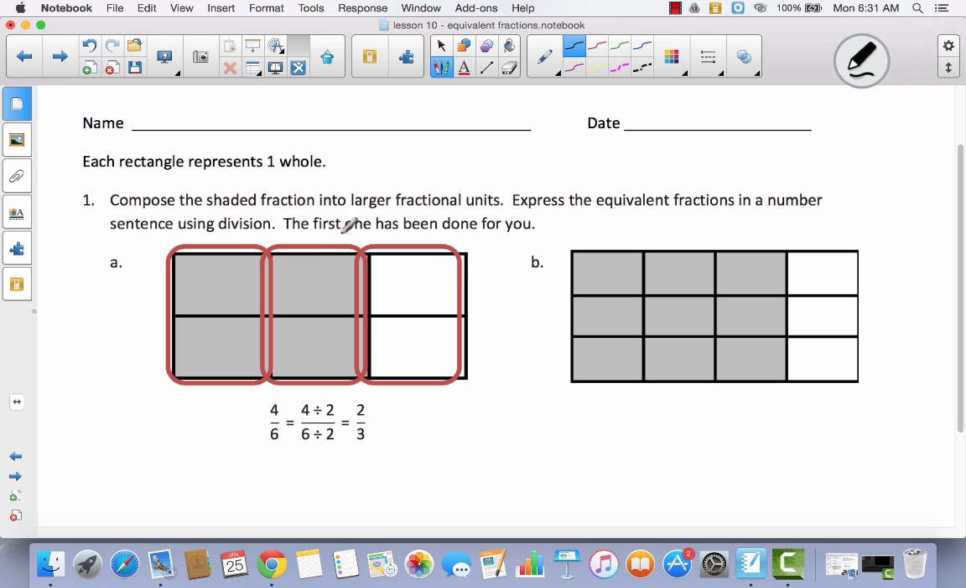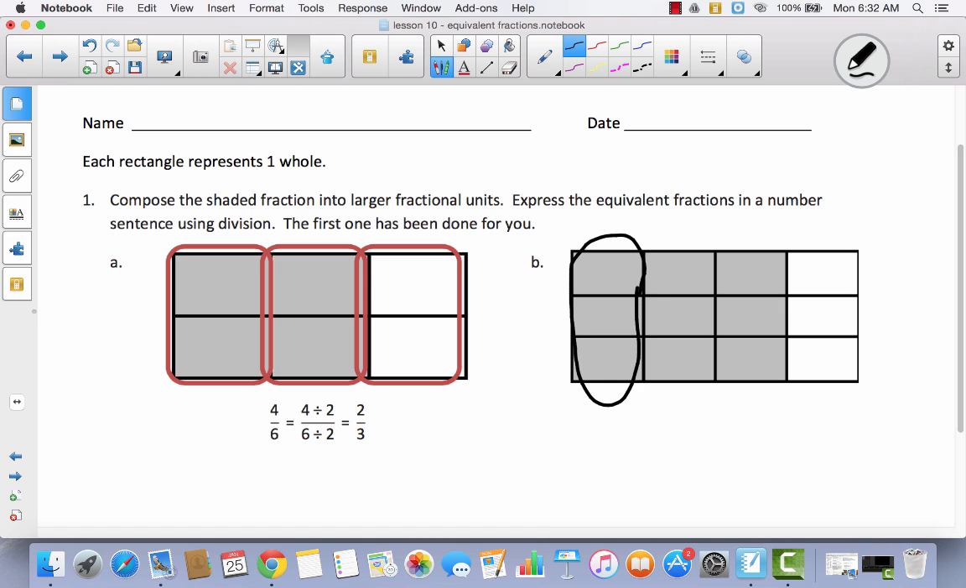Compose the shaded fraction into larger fractional units. Express the equivalent fractions in a number sentence using division. The first one has been done for you. This is very similar to what we did in Lesson 9. The only thing you're going to notice is that they have more parts shaded, and we may divide by something other than 2 today. All right, so the first thing you'll see here is you'll see that these are kind of grouped already in groups of 3. So I can make equal groups of 3.